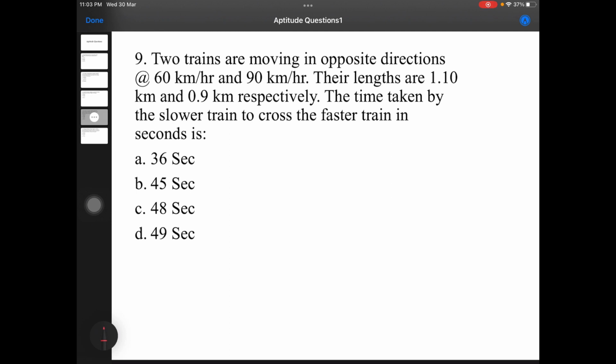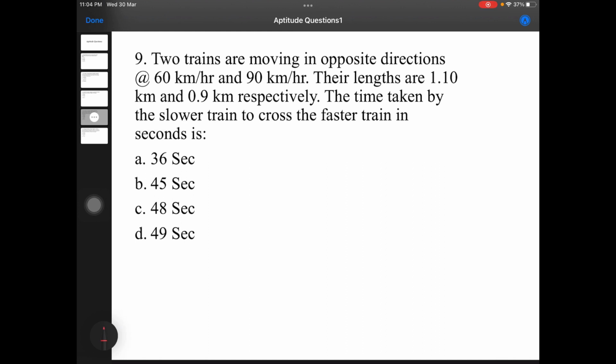Question number 9. Two trains are moving in opposite directions at 60 km per hour and 90 km per hour. The length of the trains are 1.1 km and 0.9 km respectively. The time taken by the slower train to cross the faster train in seconds are option A 36 seconds, option B 45 seconds, option C 48 seconds, option D 49 seconds.